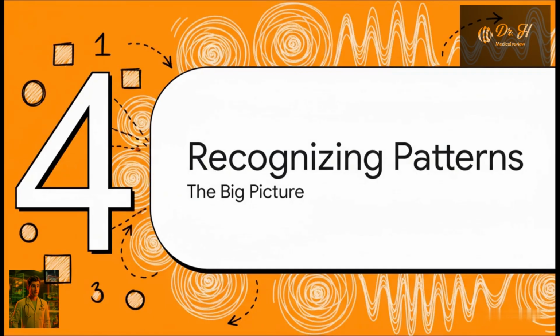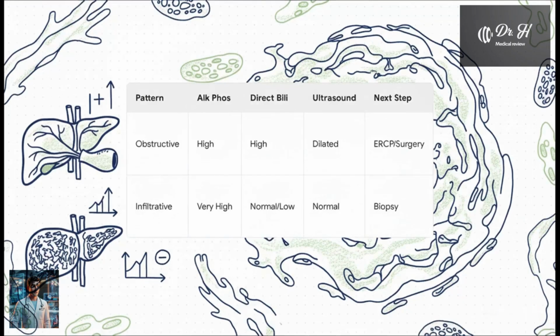Okay, this is where we really level up. It's time to move from looking at individual numbers to recognizing the broader patterns of injury. Now pay really close attention here because the infiltrative pattern is the one that everybody misses. So an obstructive pattern is pretty simple. High alk phos, high direct bilirubin, and you see dilated ducts on the ultrasound. But an infiltrative pattern, you get a crazy high alk phos, but the bilirubin is normal and the ultrasound is clean. This means something is literally infiltrating the liver tissue itself.